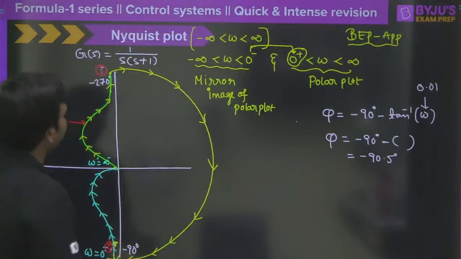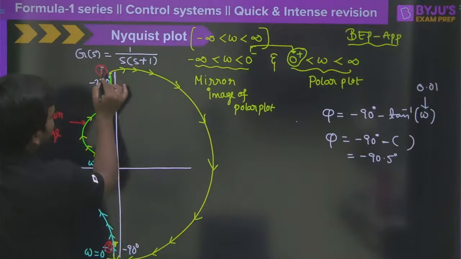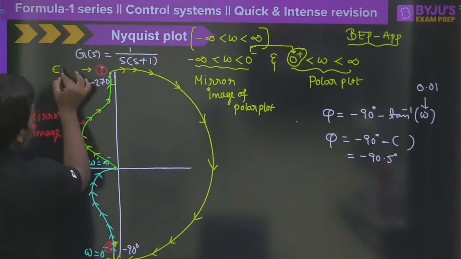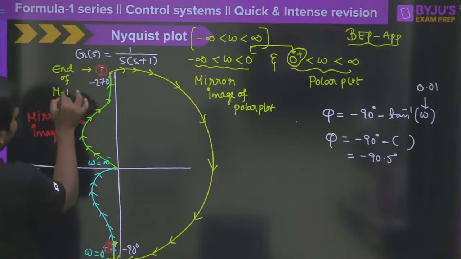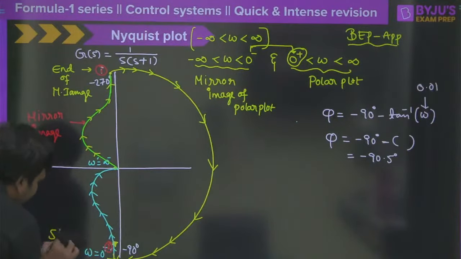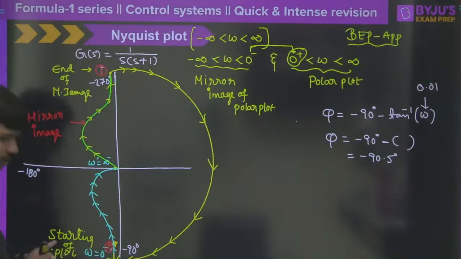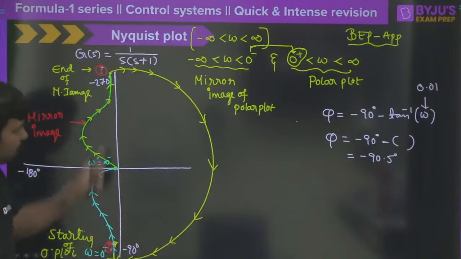How did I apply common sense? As I was saying, this is the end of the mirror image. Let me write it down: end of mirror image. And this is the starting of the original graph, the starting of the original plot. Plot means original plot. This should be connected. So from here to here, this is the only way the direction can come.